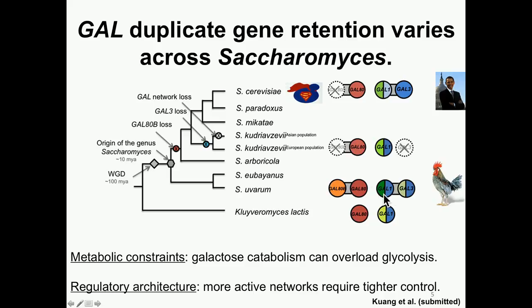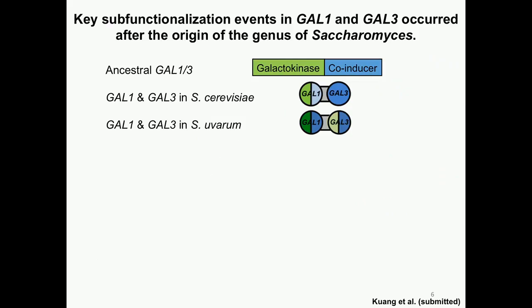To cut a long story short, I'm going to show you the data, but to give you the answer up front: the network is actually more active and the gene duplicates are less differentiated in Saccharomyces uvarum, but because of metabolic constraints on galactose metabolism, having a secondary co-repressor is essential to maintaining that higher activity.